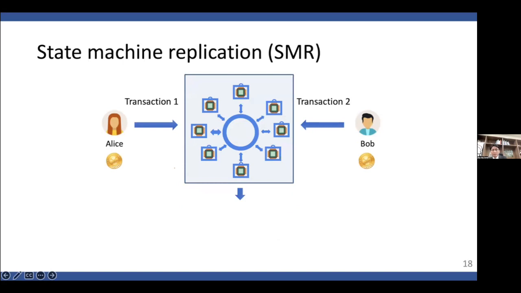So then what is the solution? The solution should be state machine replication. State machine replication is an umbrella terminology for any algorithms that replicate the states of a machine. In this case, our states are the transactions and the balances of those people, Alice and Bob and Charlie, okay? And they have to be replicated for the reason that I already explained. Has to be replicated, otherwise, it is unreliable.